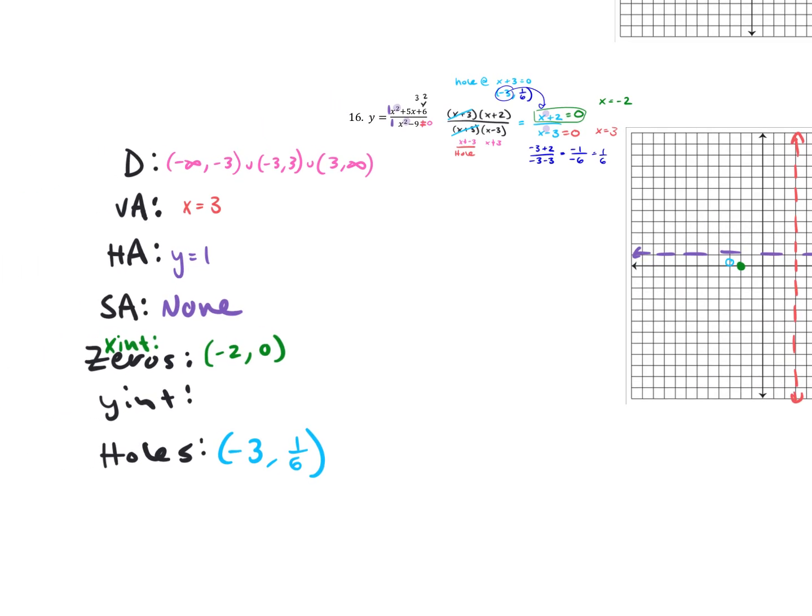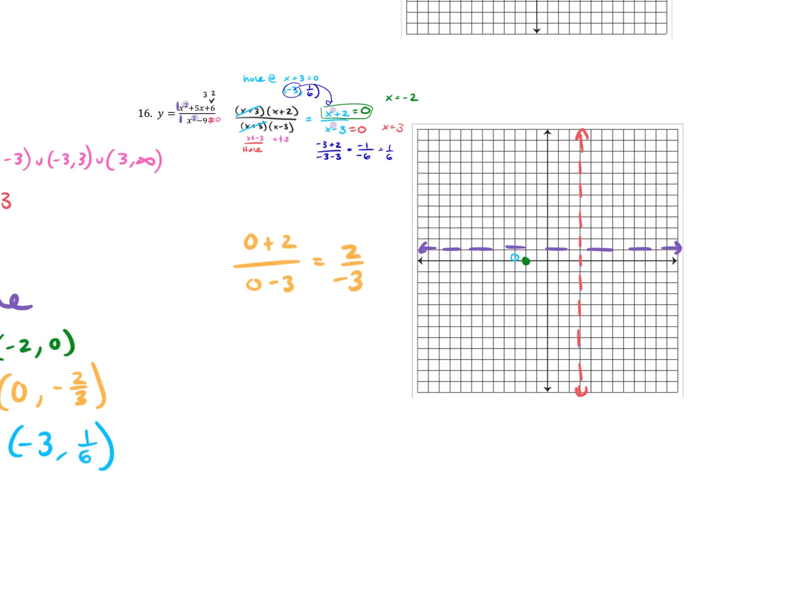Next, let's find our y-intercept. What do we do to find the y-intercept? Plug in 0 for x. So either one, you can plug it into the original or the simplified version. You'll end up with the same answer. So I'm going to plug it into the simplified one. We have 0 plus 2 over 0 minus 3. So 2 over -3. So our y-intercept would be 0, -2/3. So we're going to stay at 0 and go down 2/3, -2/3. So we'd be about there.